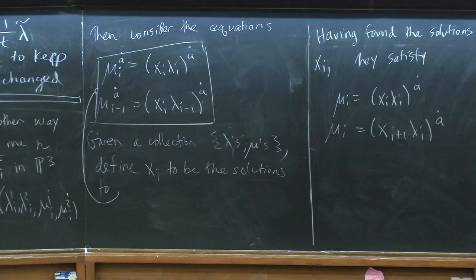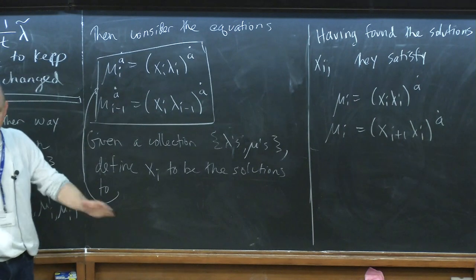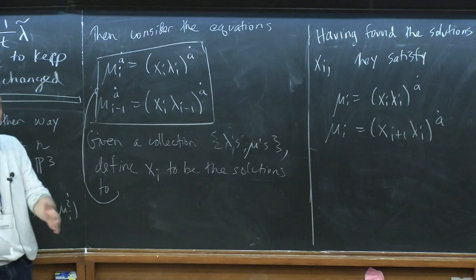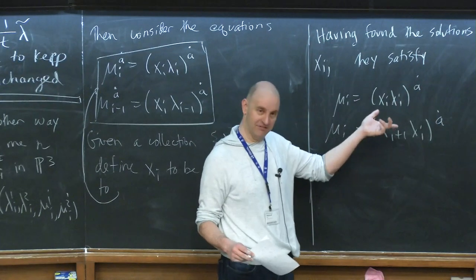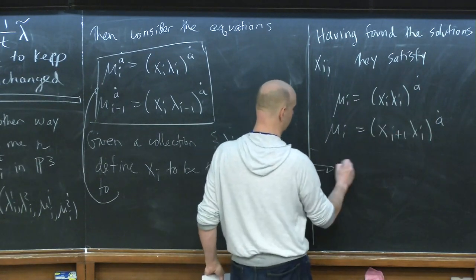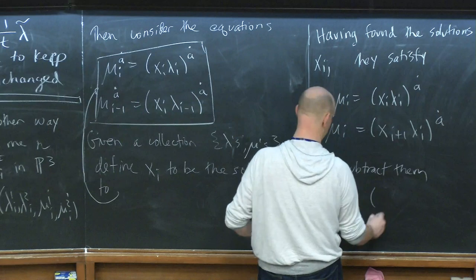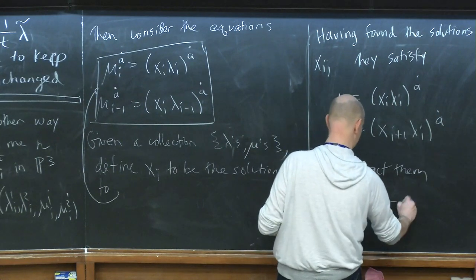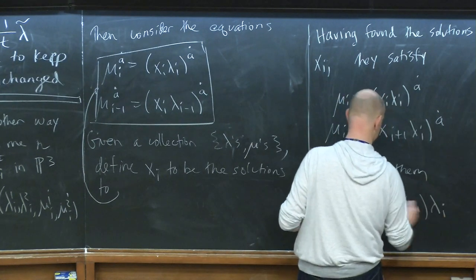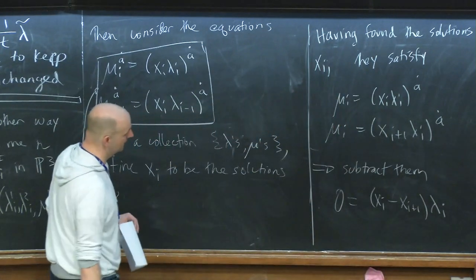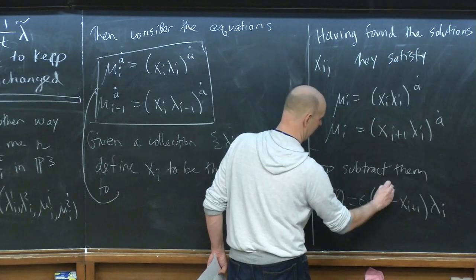So you give me a whole collection of z's. I write for each I this set of equations on xi. I then solve all those equations simultaneously to find all of the xi. Well, that collection of xi satisfies these equations. And now if you subtract them, you get 0 equals, and I'm going to use some slightly abusive notation here. Again, this means contracted with the epsilon symbol. So this would be epsilon AB, AA dot, AA dot.